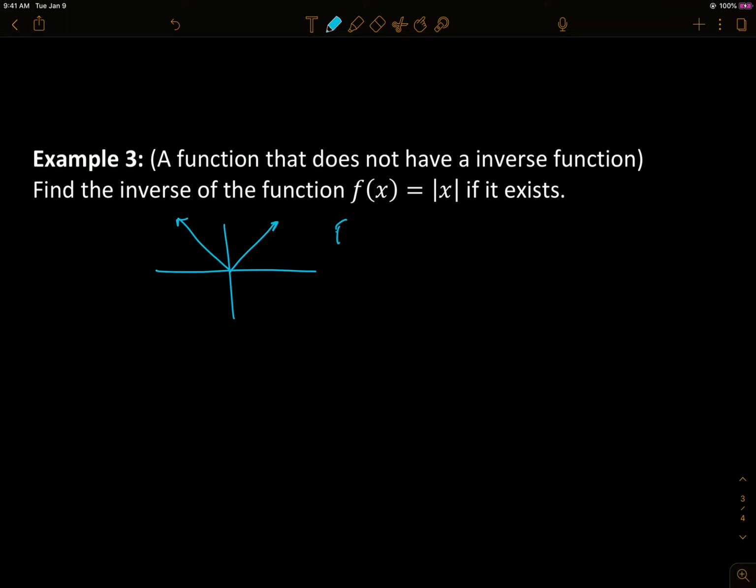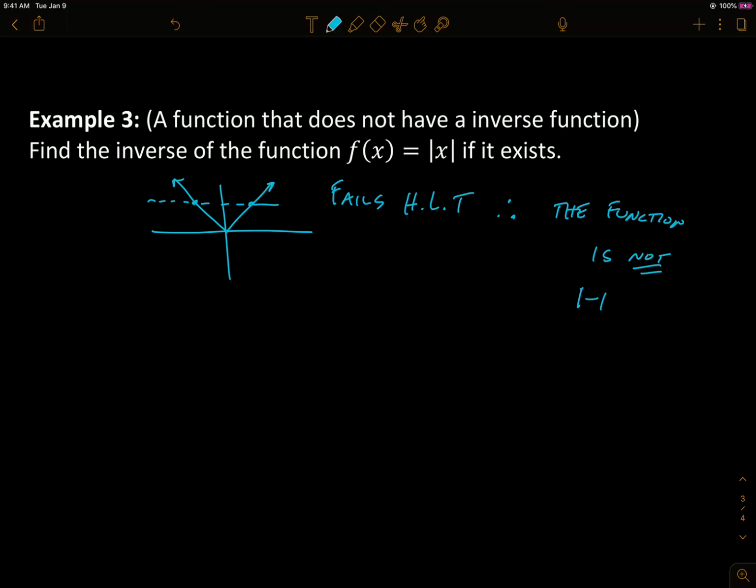Okay, so it fails the horizontal line test because I can draw a horizontal line here that hits twice. So therefore, that's what these three dots mean. The function is not one-to-one.